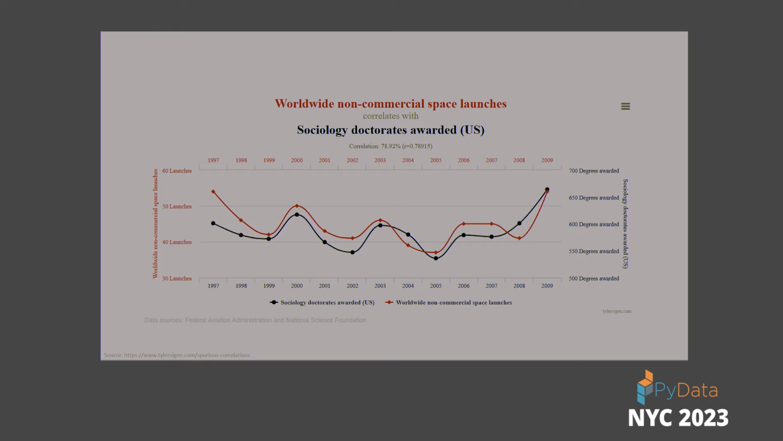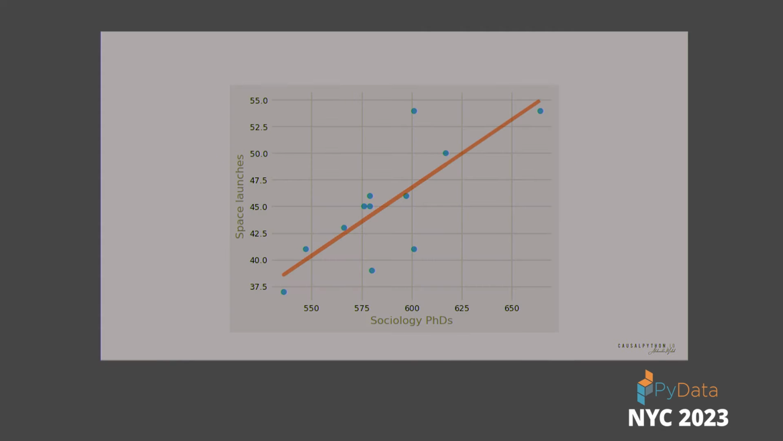So in the data community, you will sometimes meet people who will tell you, of course, correlation is not causation. But if we observe consistent correlations over time, this is an indicator that maybe there is causation there. As you can see here, I assume that we agree that the answer, that the number of sociology PhDs causes the number of non-commercial space launches, is not a good answer. So this is not necessarily the case.